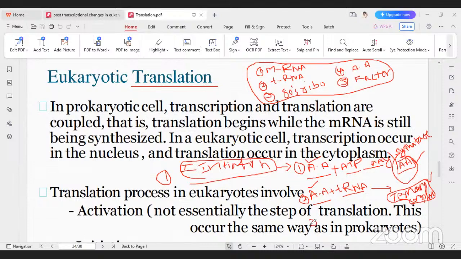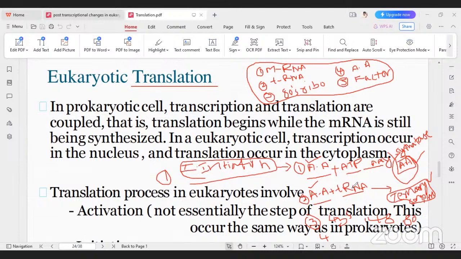And third, write down in rough. Third, 43S initiation complex. Fourth, 48S. Final, 80S. These are the steps one by one. Did you write 43S, 48S, 80S?